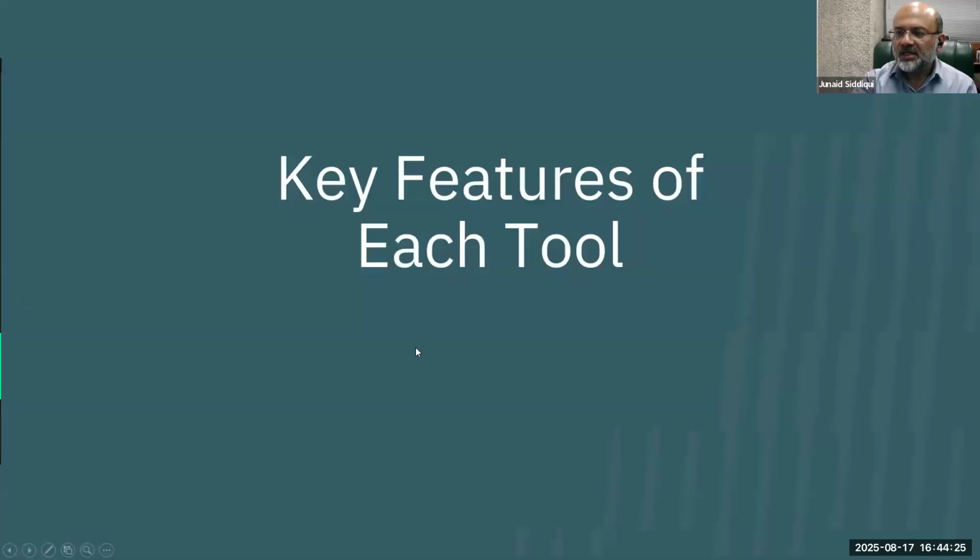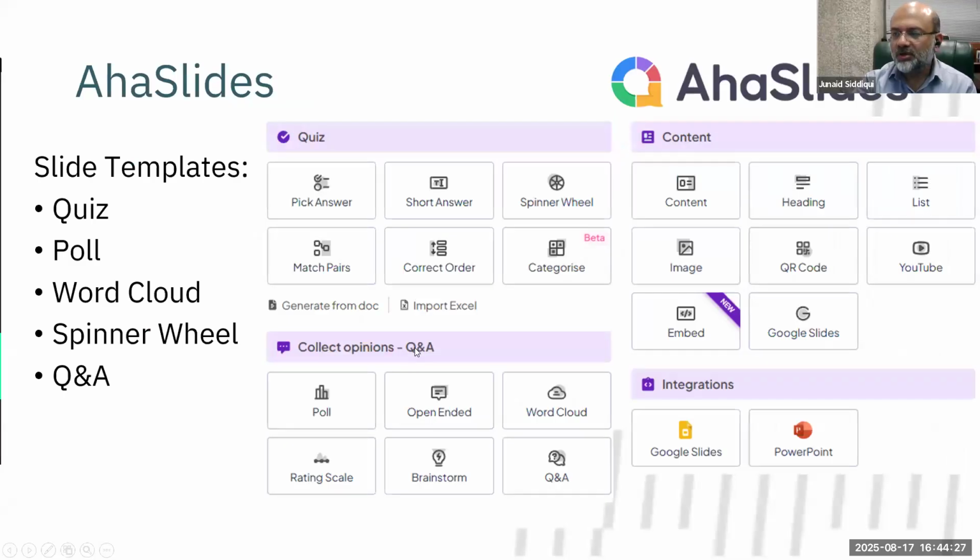People have been using it. Let me go through a quick walkthrough of the features. So Aha Slides allows building quizzes, polls, word clouds, and a spinner wheel. These are the activities that it allows. You can see all of these activities. It also allows running polls and open-ended questions.